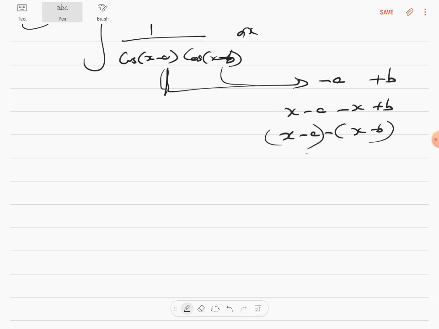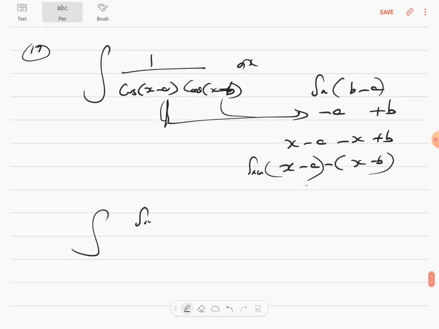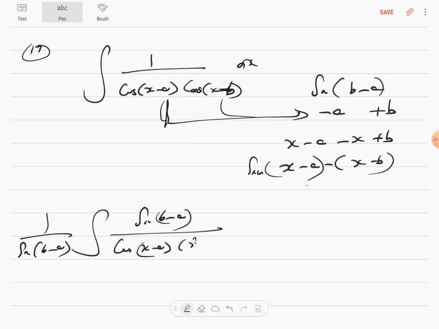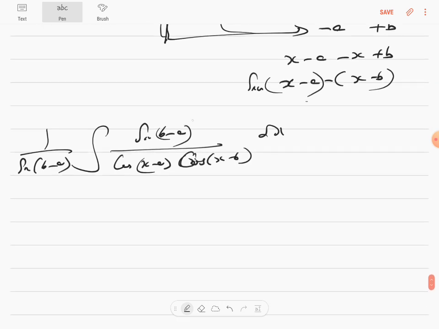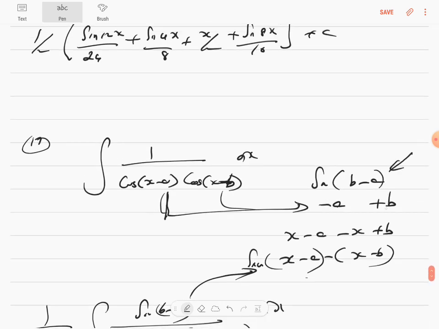So this is nothing but sin(b minus a), in other words. So you're going to multiply and divide by sin(b minus a) on the numerator and the denominator. It will be cos(x minus a) into cos(x minus b). And you just learned that this can be written like this also. The sin(b minus a) can be added and subtracted like this.